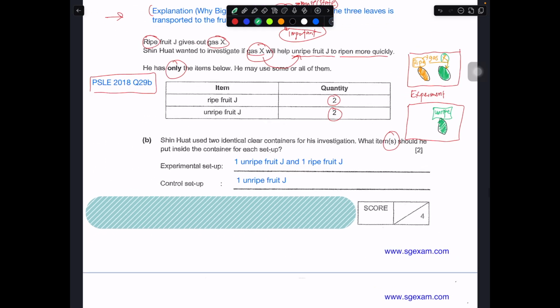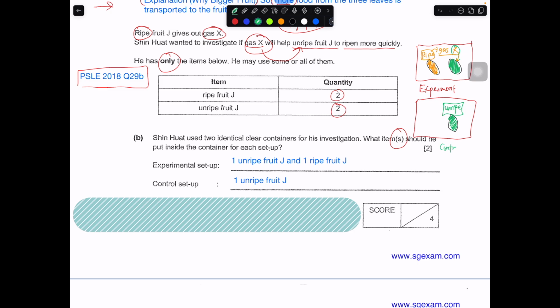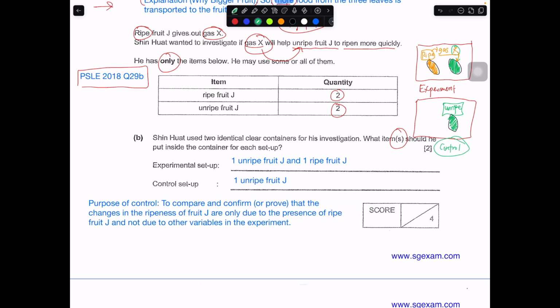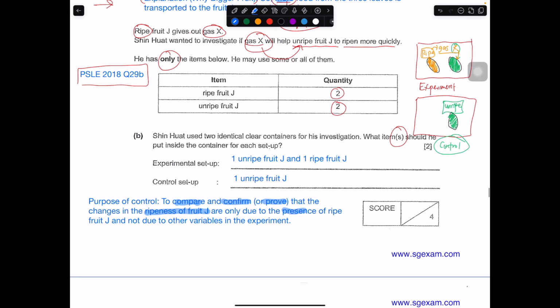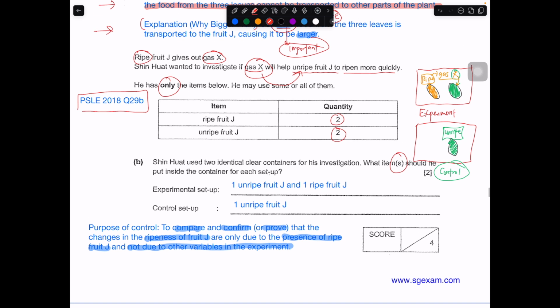And what is the purpose of this control setup? The purpose of this control setup is to compare and confirm, or to prove, that the changes in the ripeness of fruit J are really due to the presence of the ripe fruit J that gives out gas X, and not due to any other variable in the experiment. So that's why your control must be one unripe fruit, and your experimental setup should be one unripe and one ripe.